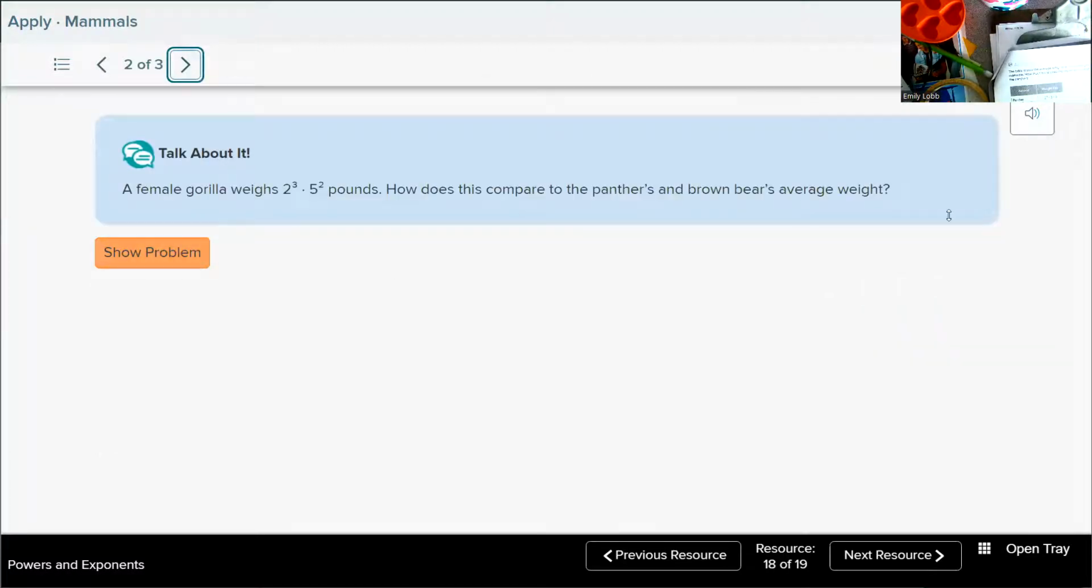All right, so we have this little talk about a female gorilla on the right side of that column on page 9. It says a female gorilla weighs 2 to the 3rd, or 2 cubed, times 5 squared pounds. How does this compare to the panther's and brown bear's average weight? So we have to figure that out. What's 2 cubed? 8, right, times 5 squared, 25, so that's like 200 pounds. How does it compare? Where does it fall into those things? Right in the middle. A female gorilla is between the size of a panther and a bear, right?